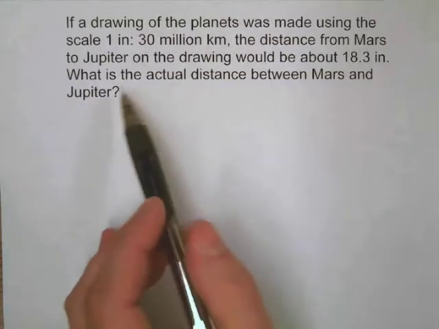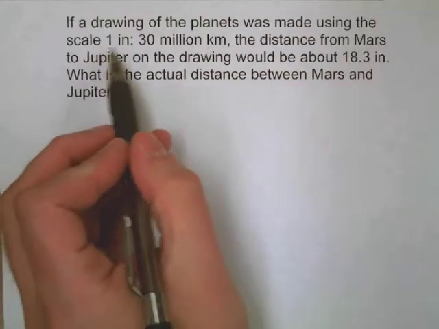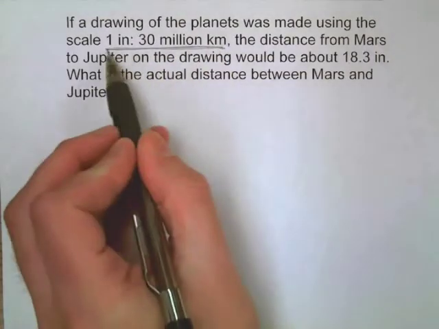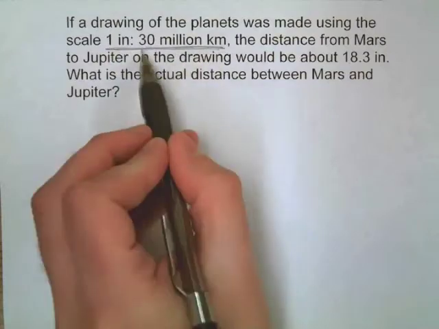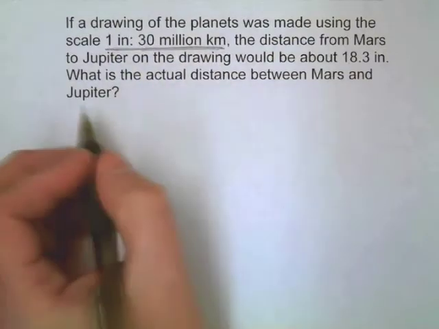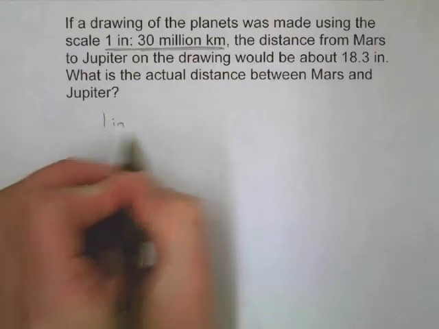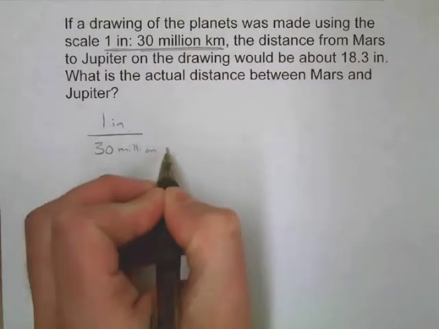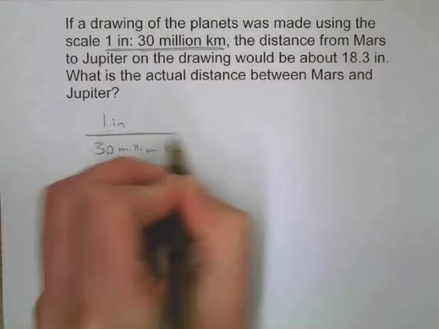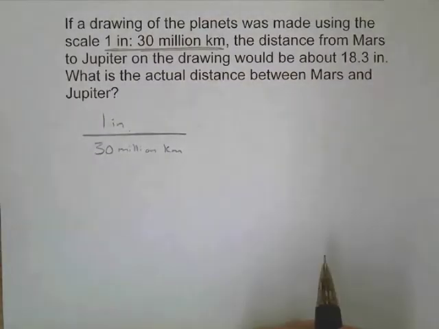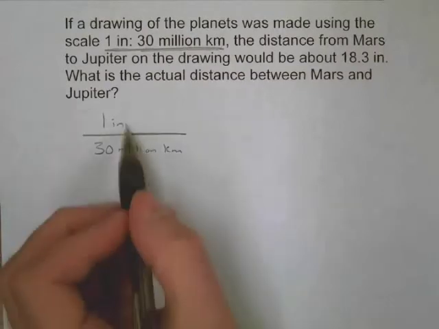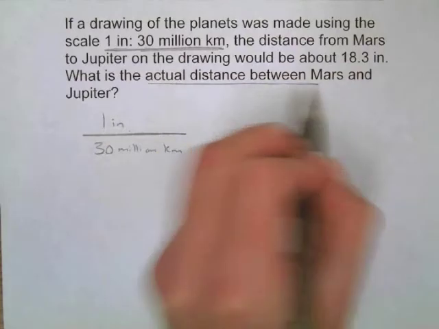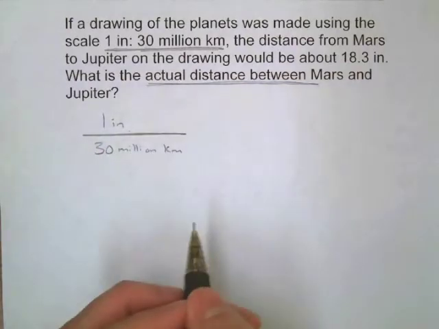Well, we can use this map because we know there's a ratio there between the distance on the map in inches and the distance in real life. So that ratio is 1 inch to 30 million kilometers. So 1 inch on the map is equivalent to 30 million kilometers in real life. Pretty long distance. And if we know that, we can use that information to find the actual distance between Mars and Jupiter out in space.